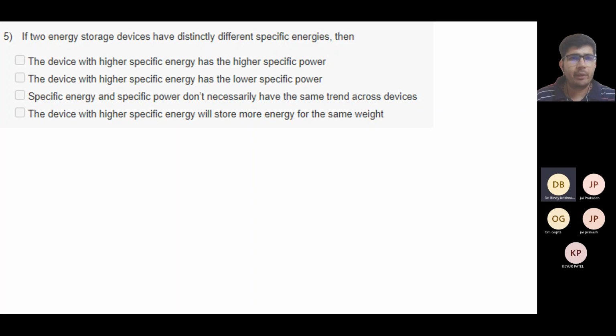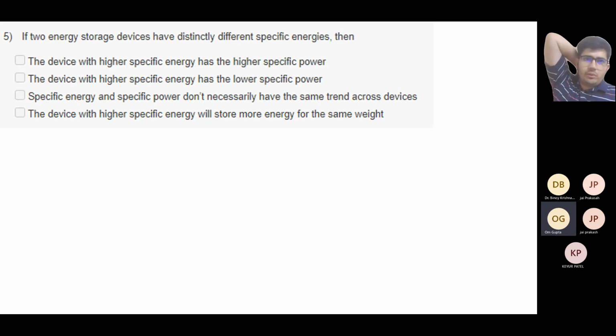Is anyone able to see the question? Yeah, I'm able to see. Yes, it is clearly visible. Maybe the network issue is there. You can check your network connection, please.